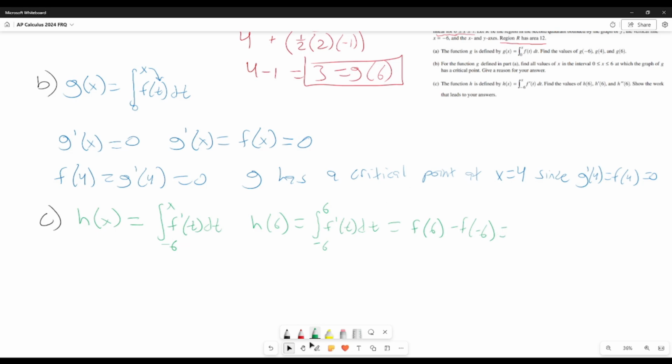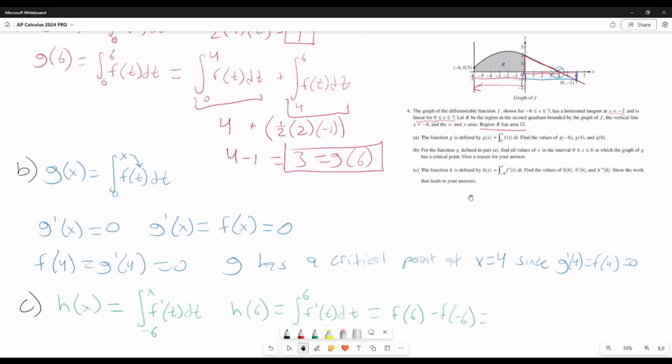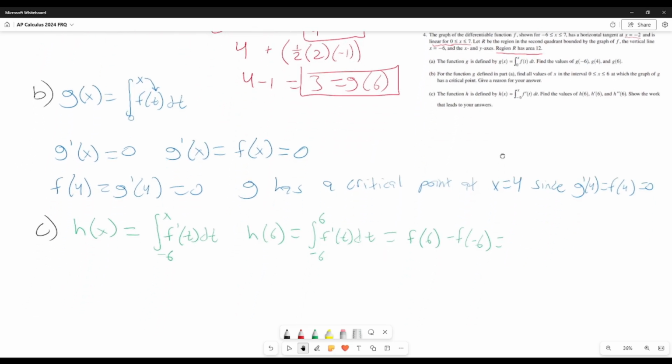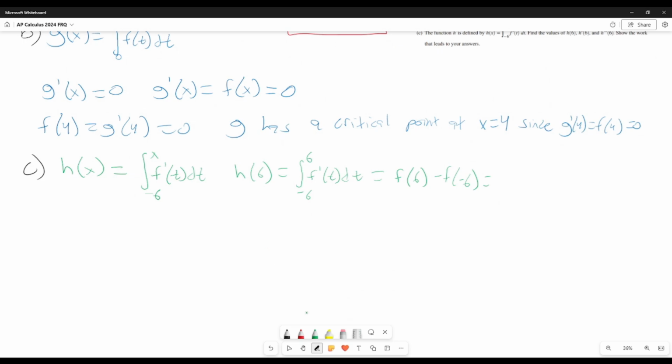Let's go ahead and scroll back up to look at our graph. F of 6 is going to be -1, and f of -6 is just going to be 0.5. So we've got -1 minus 0.5, which is going to be -1.5. And there is our first answer.